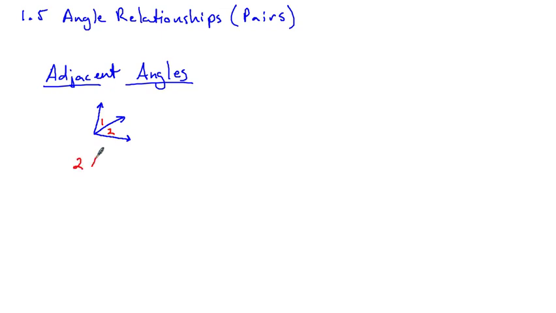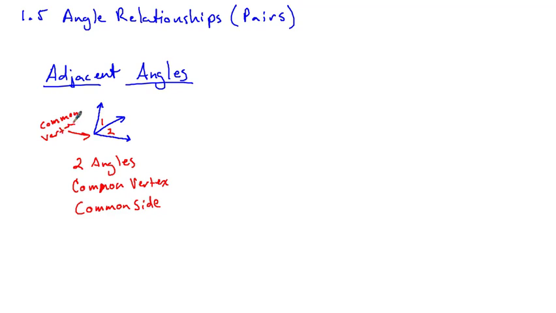So adjacent angles are 2 angles with a common vertex and a common side. So we really want to get comfortable with this vocabulary. So this is our common vertex, and this is our common side. We need to get comfortable with the word common and finding sides and vertex and things like that. So adjacent angles, two angles with a common vertex and a common side.